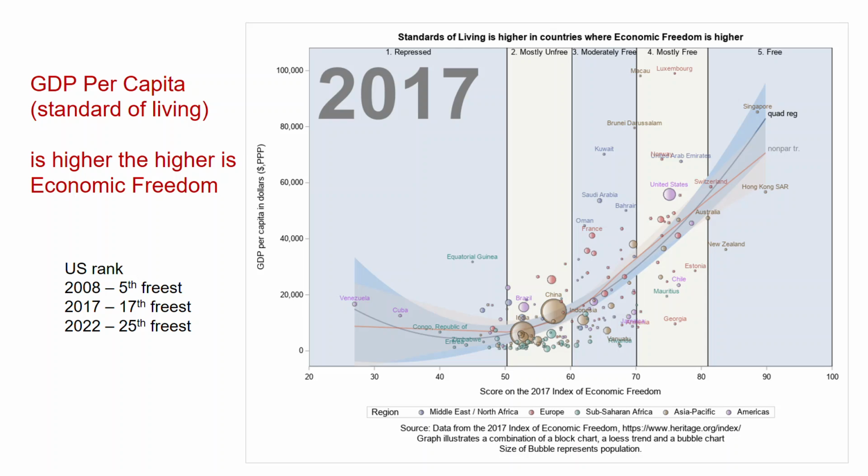The size of the bubble there is the size of the country. So the big bubbles down there in the mostly unfree section in 2017 are China and India, Indonesia, and so forth. And you can see the United States there where it is. Free screen, take a look at it if you wish.